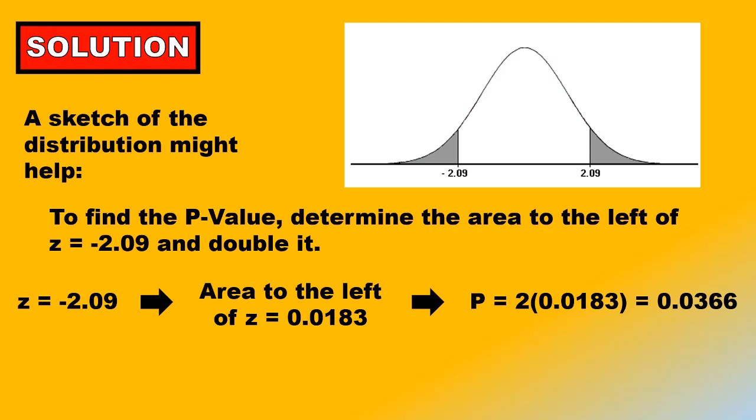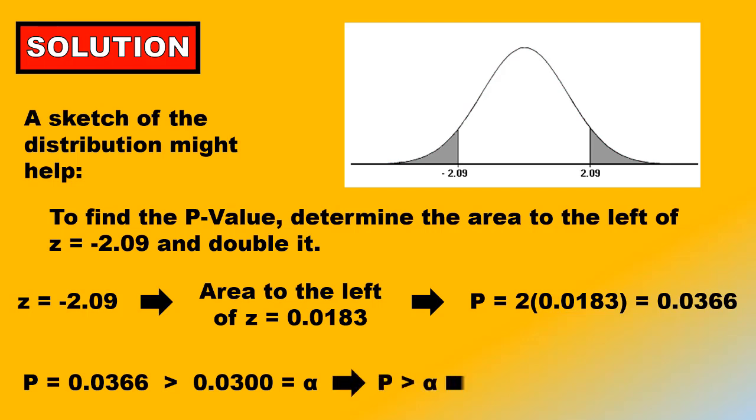So now we can go ahead and perform our decision rule. We take our value of p, which is 0.0366. We compare it to our value of alpha, which is 0.0300, and we find out that p is greater than alpha. And if p is greater than alpha, then our decision is to fail to reject H naught. So in this particular case, we would fail to reject H naught.